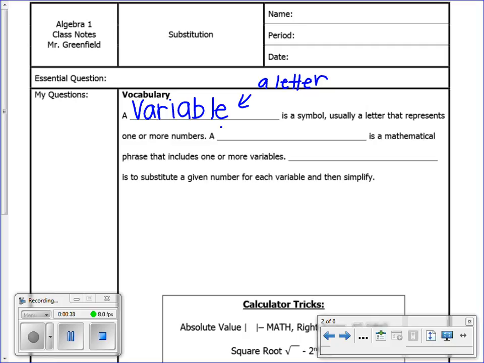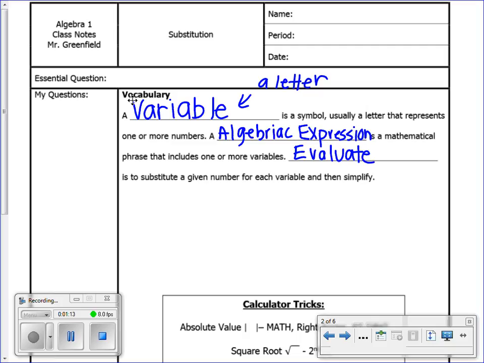An algebraic expression is a mathematical phrase that includes one or more variables. There is no equal sign. And then to evaluate, that means you substitute in a given number for each variable and then simplify.